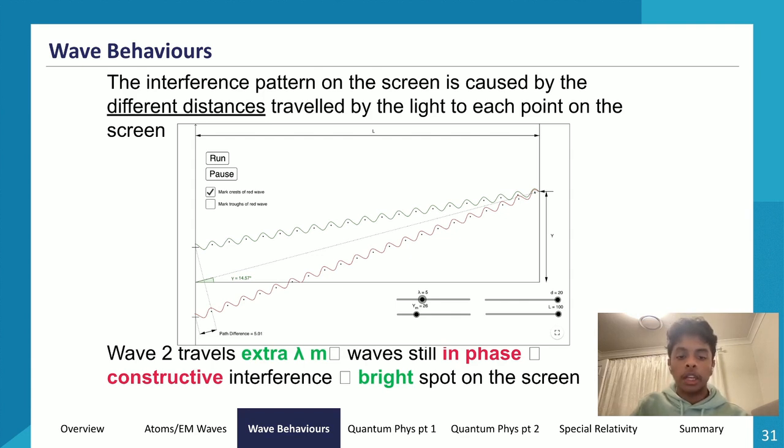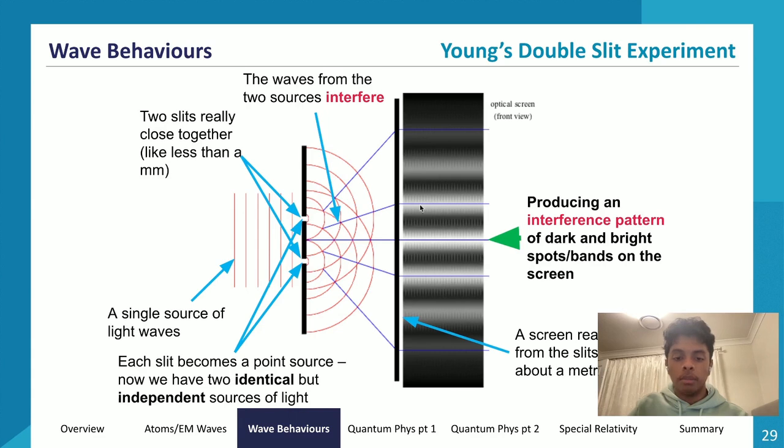Because wave 2 is only offset by one wavelength, they'll still be in phase. And so we get a bright spot on the screen, but at less intensity, because technically it's further away from the wave. So because this is technically further away, we get a slightly less bright spot, but it still counts as a bright spot that we see because it undergoes constructive interference.